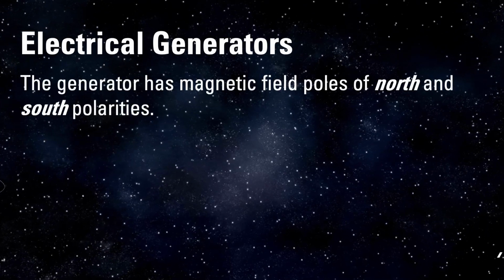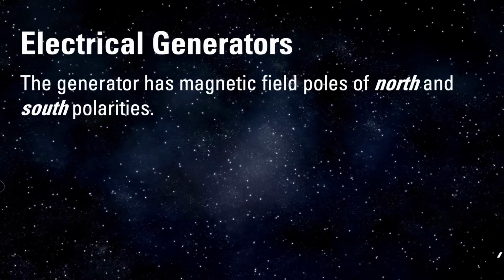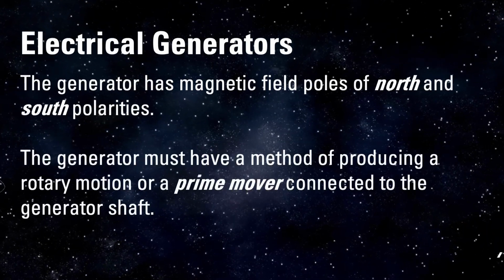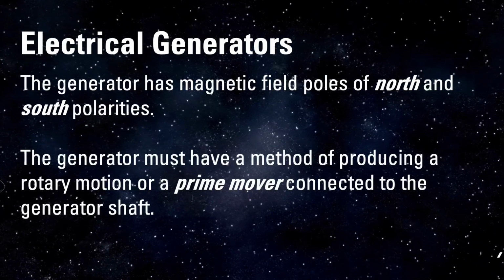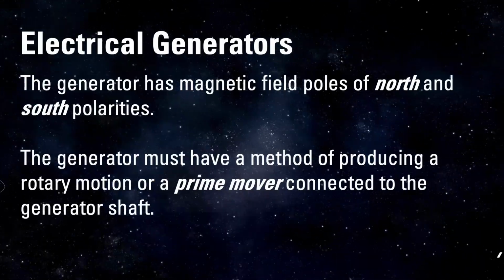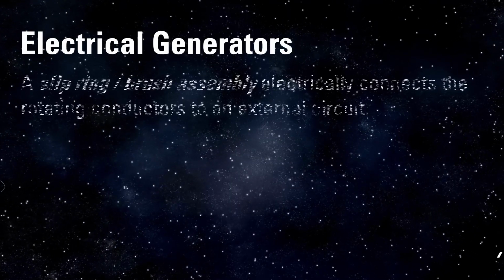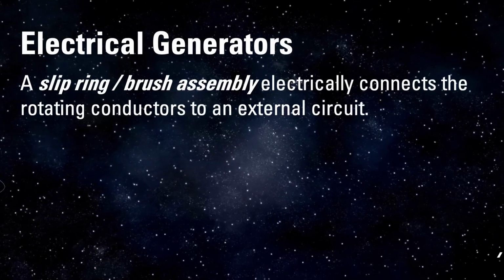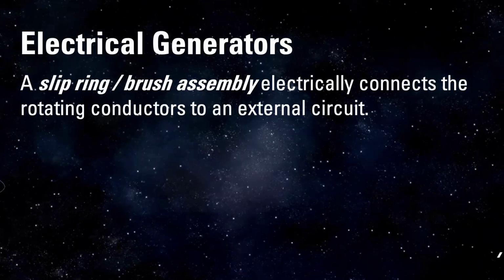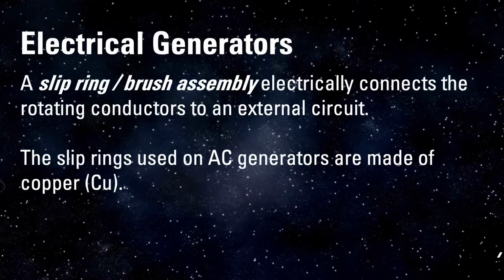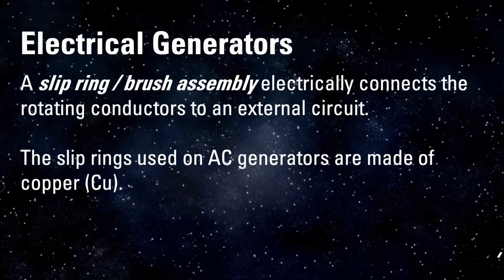The generator has magnetic field poles of north and south polarities. The generator must have a method of producing a rotary motion, or a prime mover, connected to the generator shaft. A slip ring or brush assembly electrically connects the rotating conductors to an external circuit. The slip rings used on AC generators are made of copper.